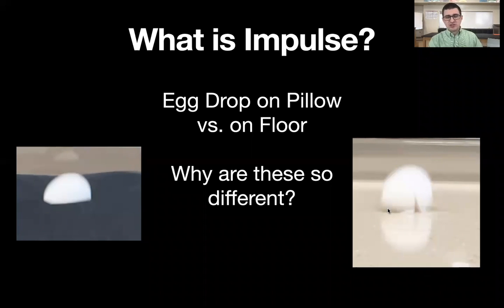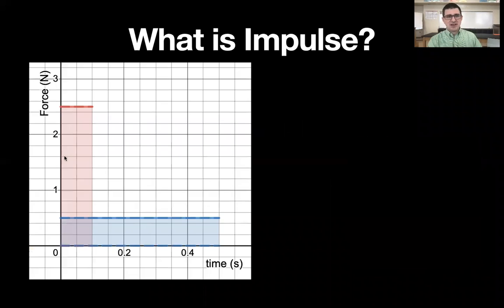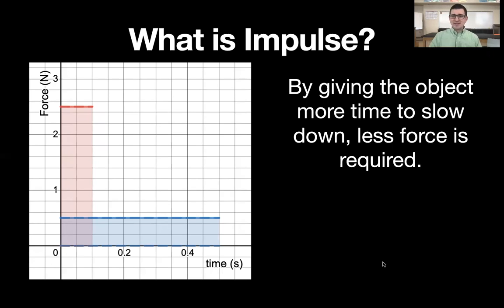So if we look at the situations, the biggest difference is the amount of time that it takes. So the pillow allows for the egg to slow down over a longer time period. It's not even that long. It's about half a second versus just a tenth of a second. The actual times are a little bit smaller than that, but I sort of exaggerated this a little bit so you could see the difference. So by giving the object more time to slow down, less force is required. And this is directly related to an idea of impulse.